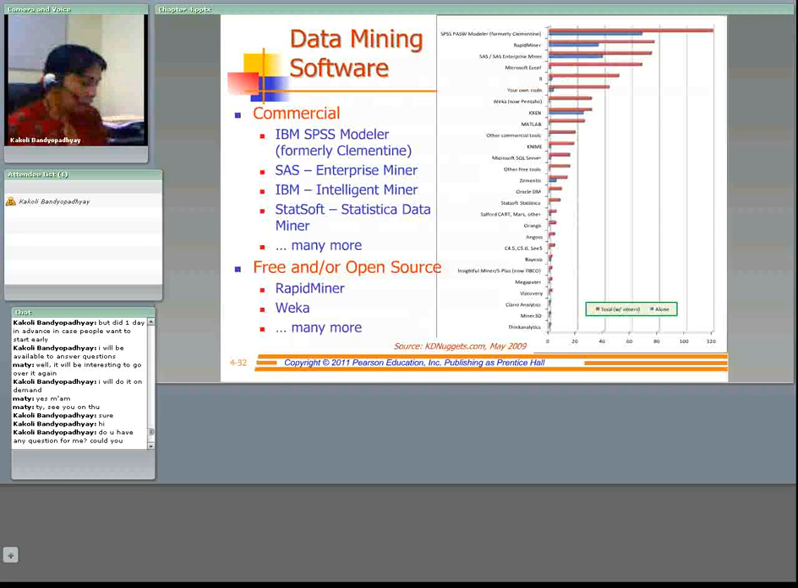Data mining tools will include query tools, reporting tools, multidimensional analysis tools, statistical tools, intelligent agents, and so forth. Some of the commercial companies that sell data mining software are IBM, SAS, IBM Intelligent Miner, StatSoft, Statistical Data Miner, and so on and so forth.